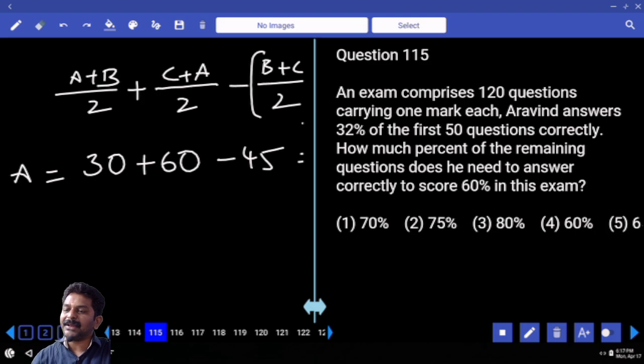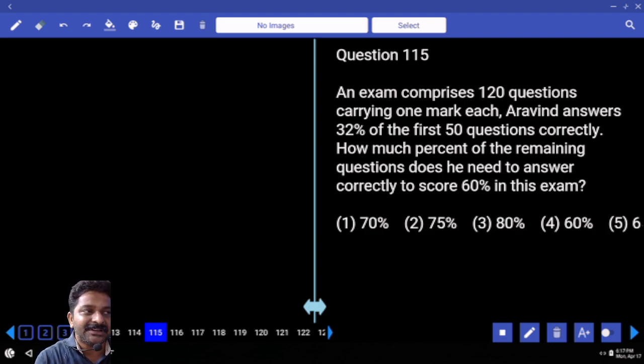An exam comprises 120 questions carrying 1 mark each. Arvind answers 32% of the first 50 questions correctly. That means how many marks you get? 32% of 50 or 50% of 32. 16 questions got correct. For each question you will get 1 mark only. He already scored 16 marks.